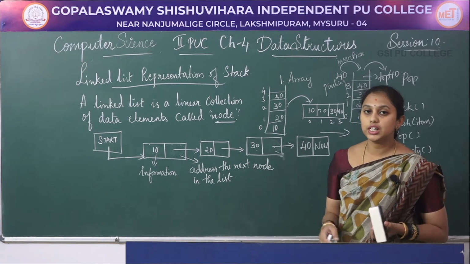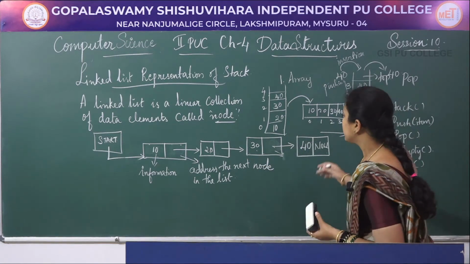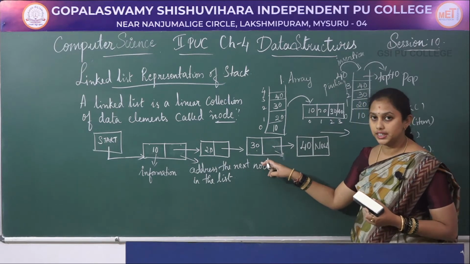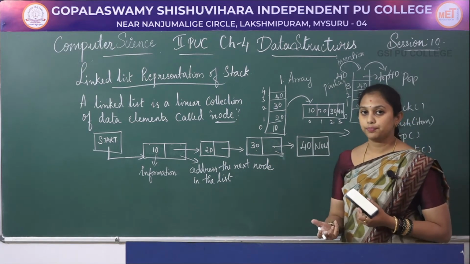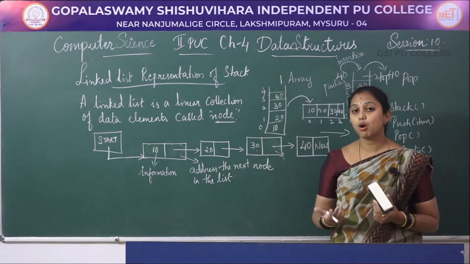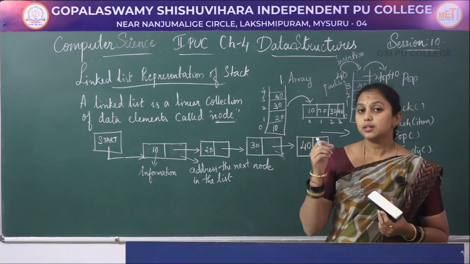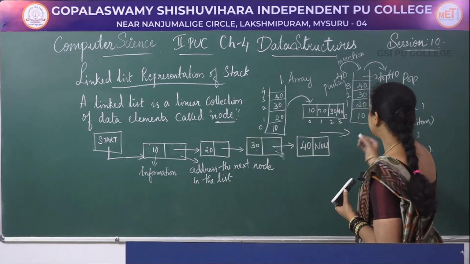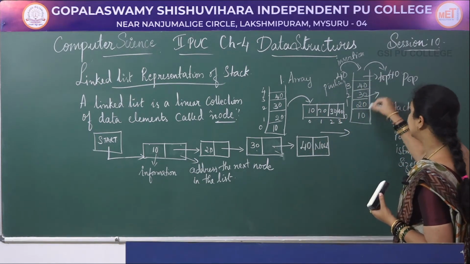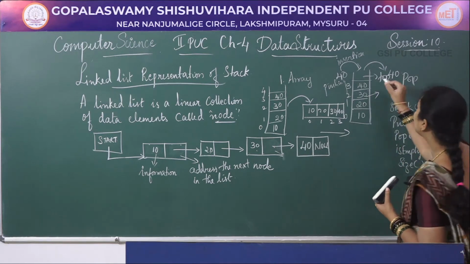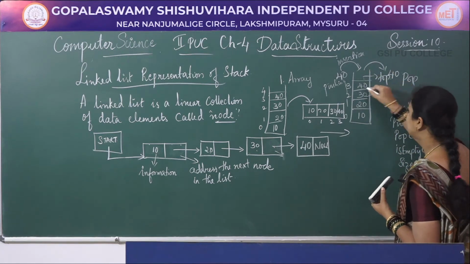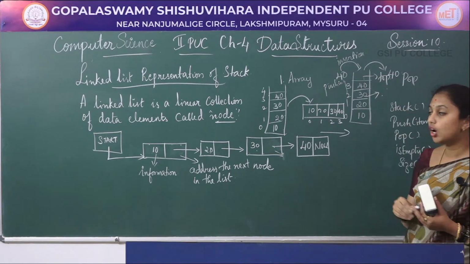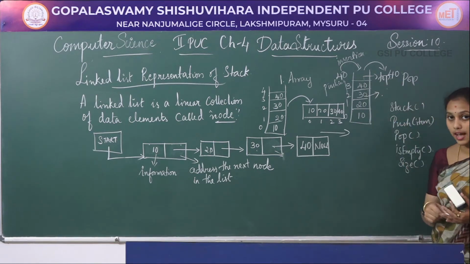When it comes to the deletion operation, if I want to delete an item called 30, how to delete? In a stack, it is not possible to delete the middle item. So while deleting the item 30 from the stack, first I have to pop out the element 40, then I have to pop out the element called 30 from the stack.